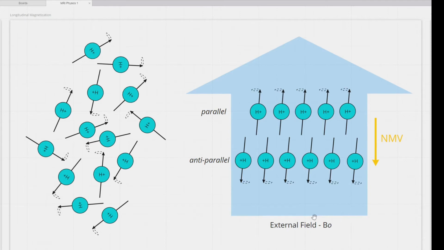So in our sample at rest, no net magnetization, everything averages out to 0. Put that same sample in an external field. Everything assumes one of these orientations. There will be a tiny majority that assume the antiparallel orientation. And the result of that when you average them together is that you get a tiny net magnetization vector.